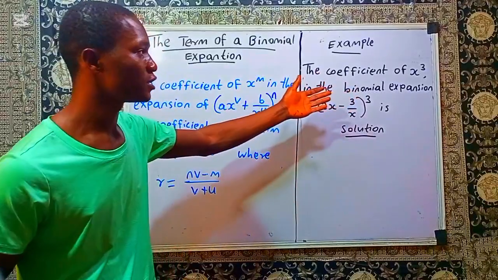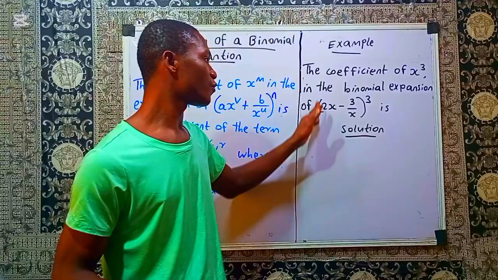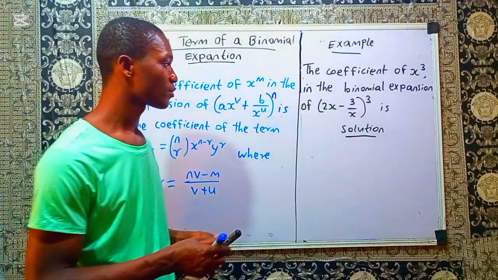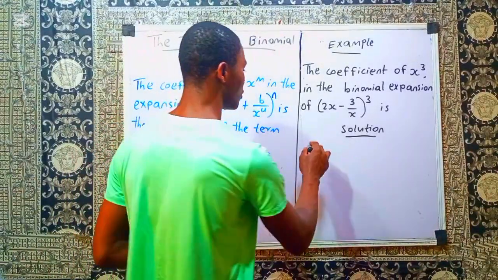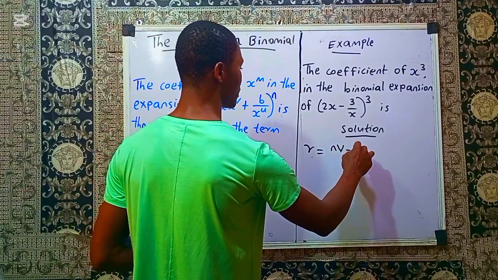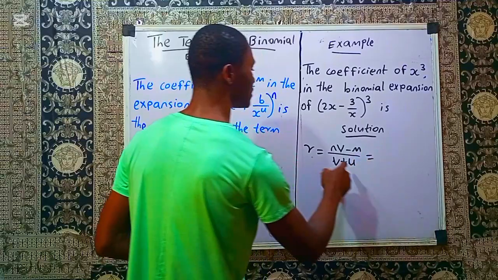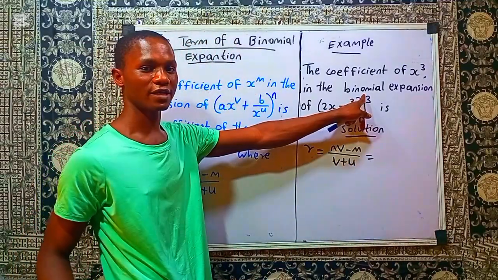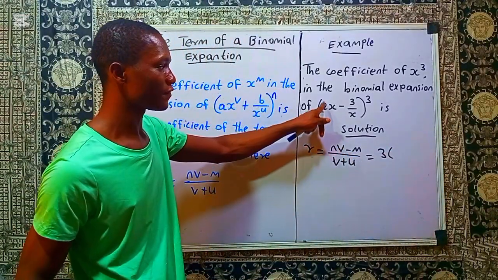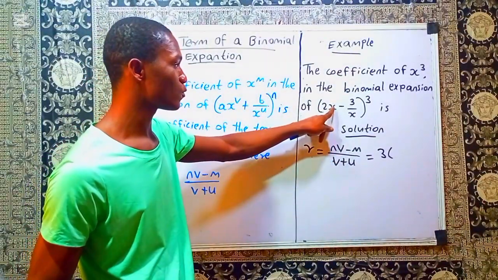They asked us to find the coefficient of x raised to power 3 in the binomial expansion of open bracket 2x minus 3 divided by x, all raised to power 3. So we are going to first of all find your r. Your r is given by this formula, n times v minus m, all divided by v plus u. So this is equal to, n is the index of the bracket. What's the index of the bracket? 3, multiply v. v is the index of x in the first quantity inside the bracket. What's the first quantity inside the bracket? 2x. What is the index of x here? 1.